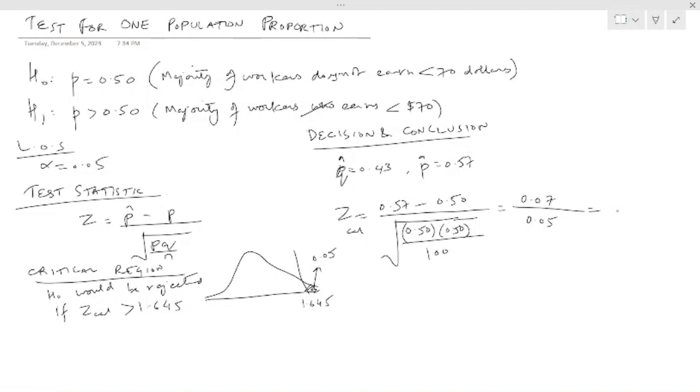Now 0.07 divided by 0.05 gives us 1.4 as the Z calculated value. And since the computed value of the test statistic is not falling in the rejection region, as it is less than 1.645, therefore H naught is not rejected. So this is the step of computation that we need to go through first.